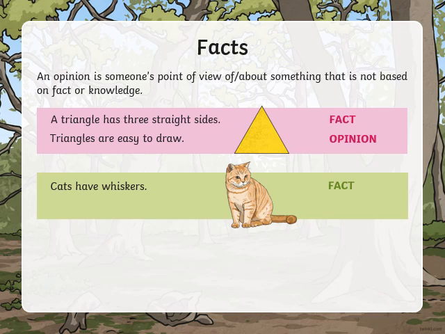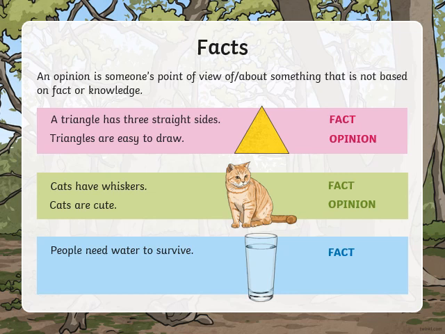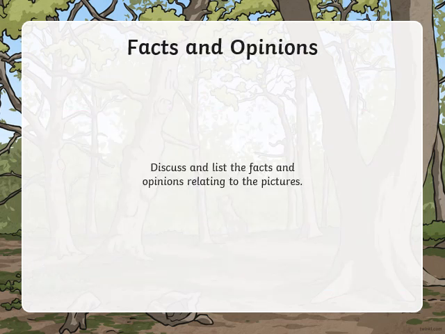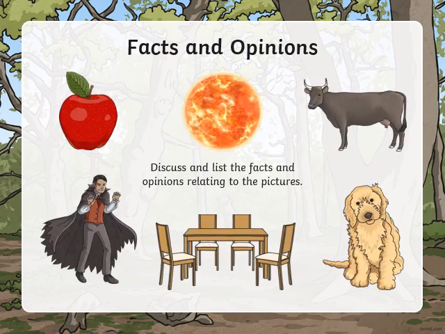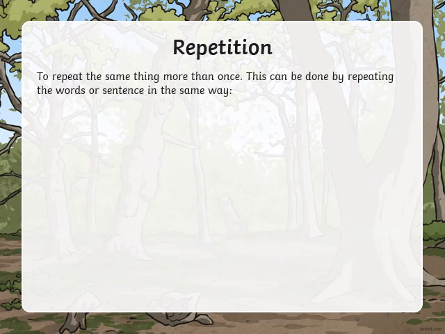This is opinion. Cats have whiskers. Cats are cute. This is opinion. People need water to survive. This is fact. The opinion will be you need to drink 2 liters of water each day to survive. Facts and opinions are very important to discuss and to practice writing in your persuasive writing.